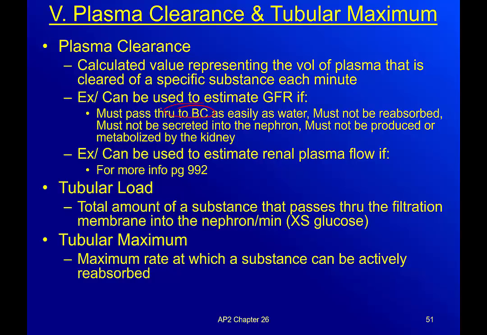Tubular load is the total amount of substance that passes through the filtration membrane into the nephron per minute. One of the things that we look at when somebody is diabetic is actually we look to see if there's glucose in there. If you have a ton of glucose in your blood, it'll end up in your urine. And that is very, very odd because normally the human body will not get rid of glucose for anything. It would be like getting rid of money for no reason. You just don't do that.